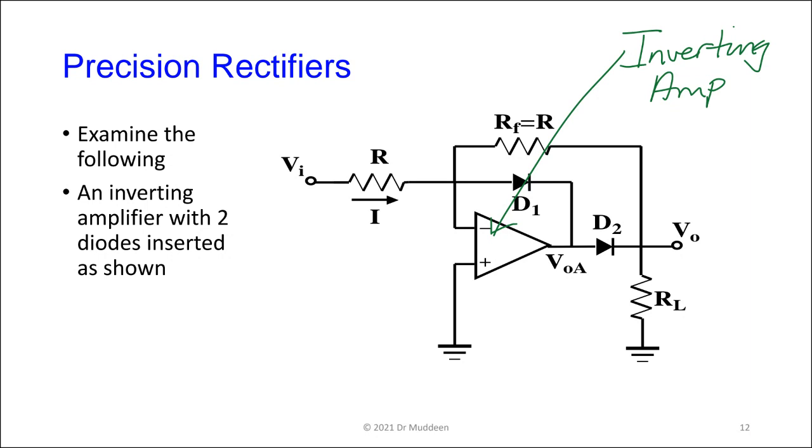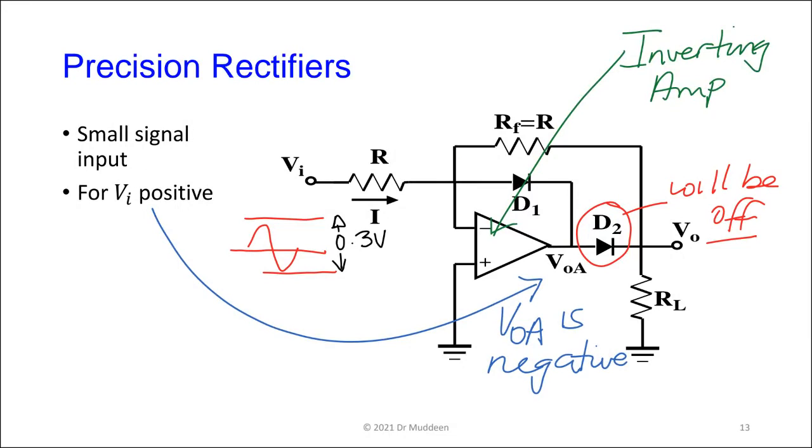One diode, D1, is going from the inverting input to the output. And then the other diode, D2, is going from the output to the load output. So you're putting D2 between the op amp output and the actual device output that is going to supply the load. All right? So let's see why that works.